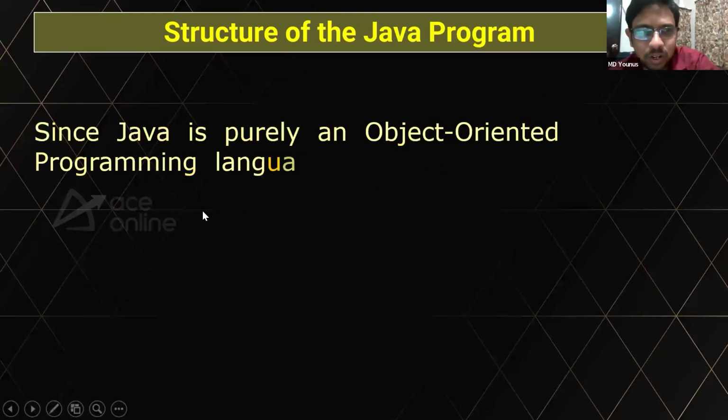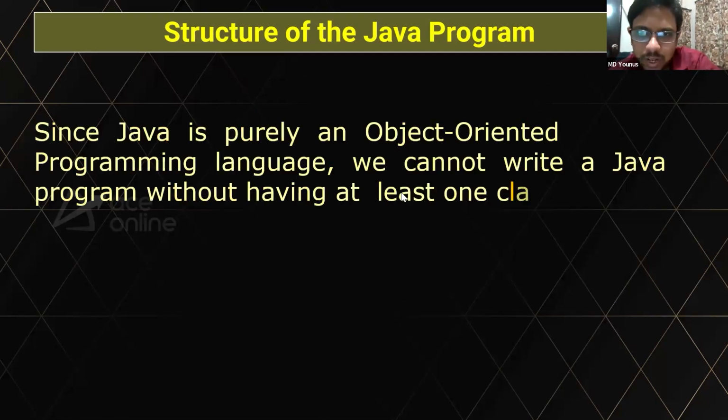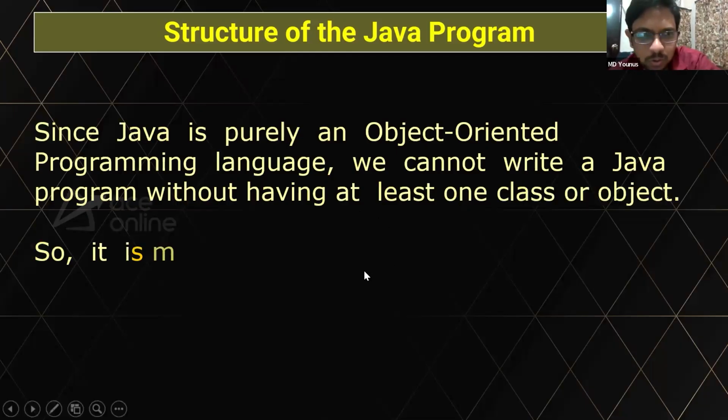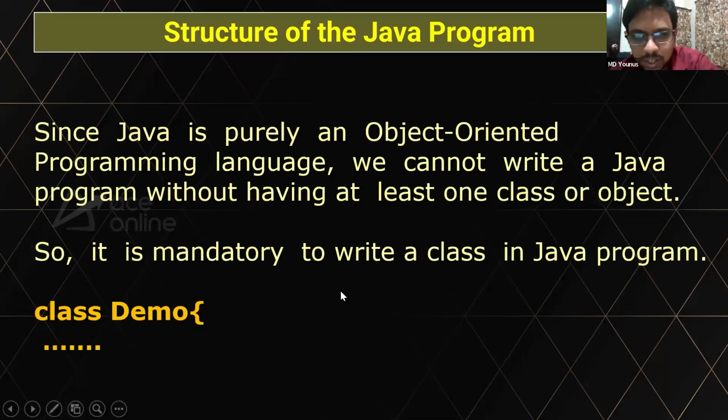Since Java is a pure object-oriented programming language, we cannot write a Java program without having a class, right? We need to have a class compulsorily in Java, at least till Java 8. After Java 8, we can write in a functional approach, so a class may not be required. But at least till Java 8, it is mandatory to write a program inside a class. Even your main function you write inside the class.